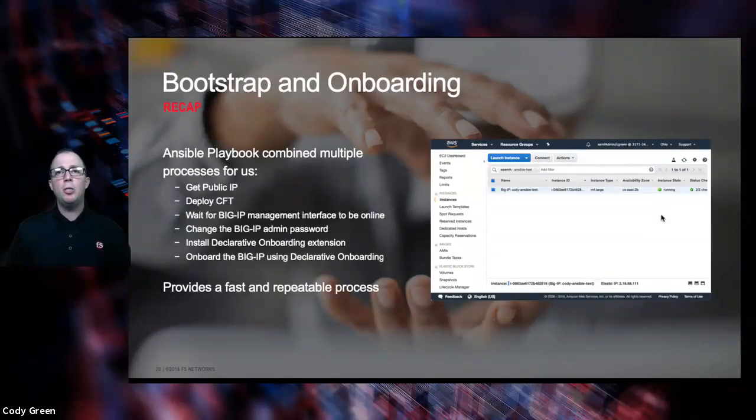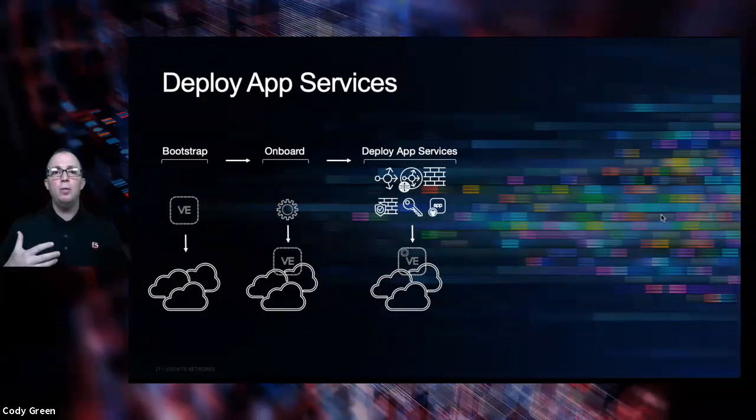We then change the BigIP admin password. We're doing that through SSH. And then all subsequent tasks from there are actually using the REST APIs. So when we deploy declarative onboarding and we onboard the BigIP, all of that's being done through REST. So this provides a fast and repeatable process to deploy BigIPs in your public and private cloud. So now we can move on to the next phase, which is deploying app services.